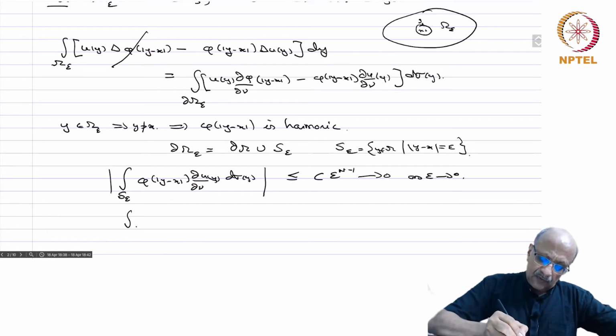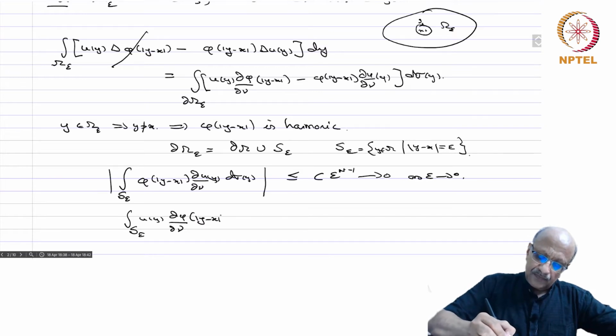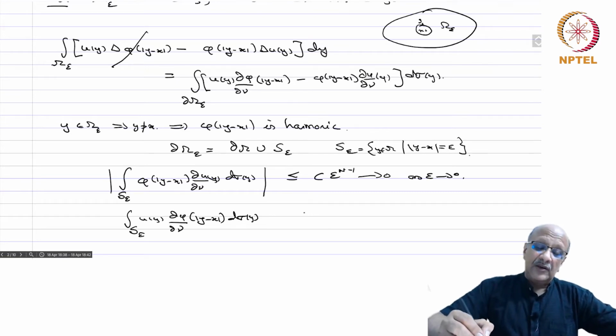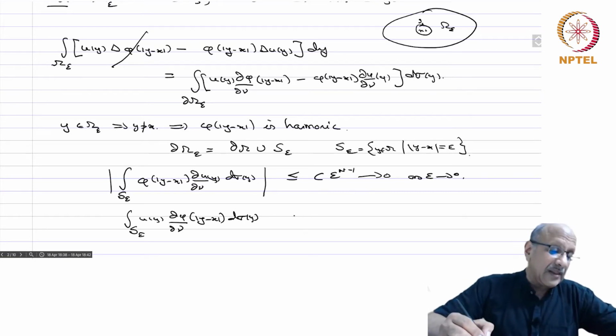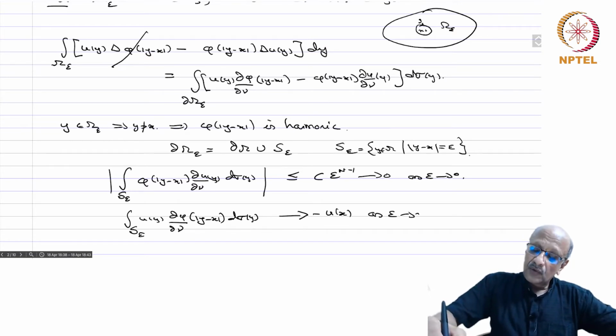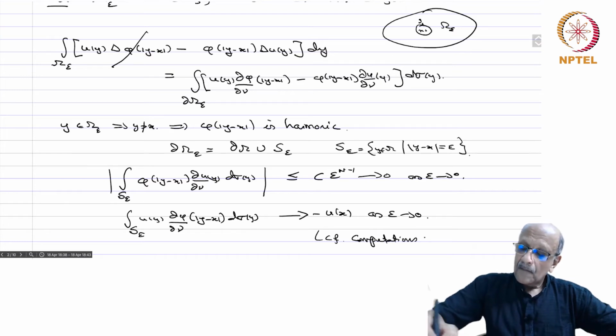Now, what about the integral on S epsilon of u of y d phi by d nu of mod y minus x d sigma y? Okay. Now, if you go back to the calculations which we did when computing the fundamental solution of the Laplacian, then you perform the same calculation. So this will converge to minus u of x as epsilon tends to 0. So that is, see the computations of the fundamental solution of delta. Okay.